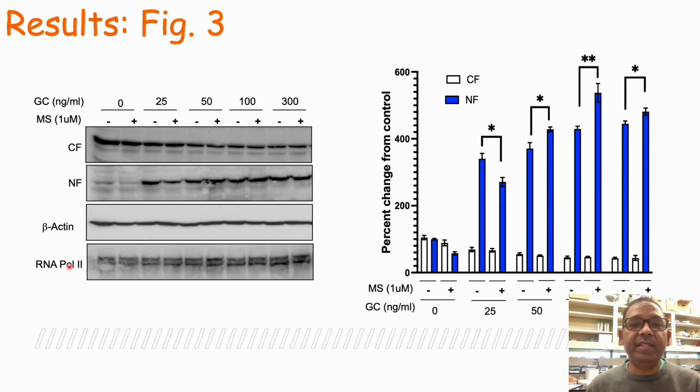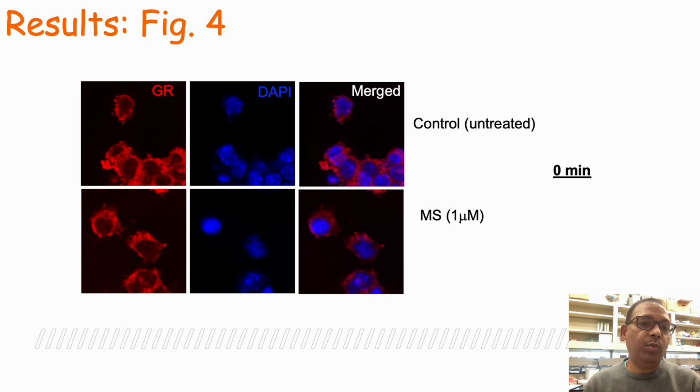When we quantified that, we saw that at a lower concentration of glucocorticoid, morphine resulted in decreased translocation, while at all other concentrations of glucocorticoid, morphine resulted in increased translocation of the glucocorticoid receptor into the nucleus. Here we are showing immunocytochemistry, so the red color is for the glucocorticoid receptor, the nucleus is stained with DAPI, and there is a merge.